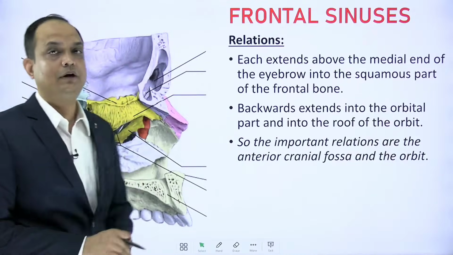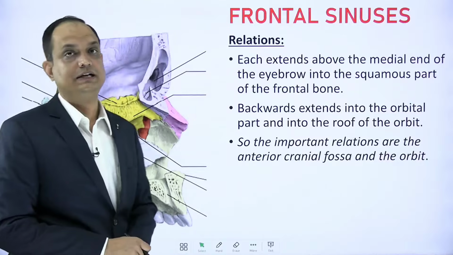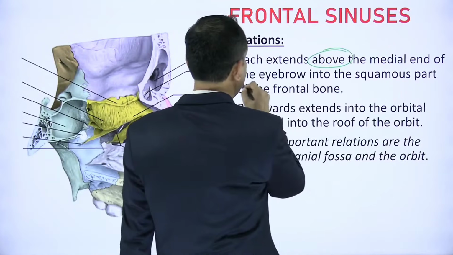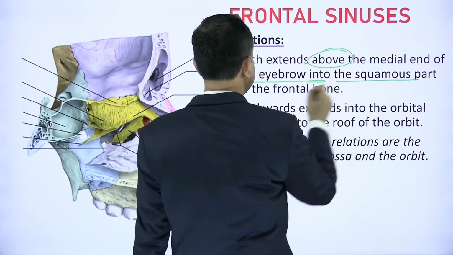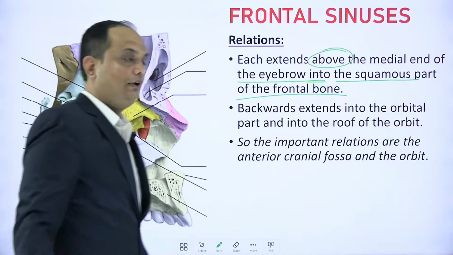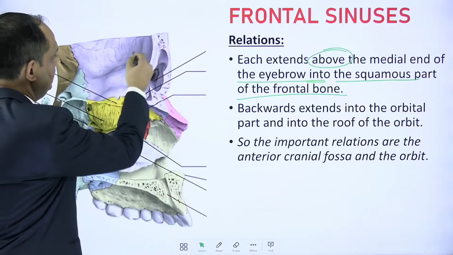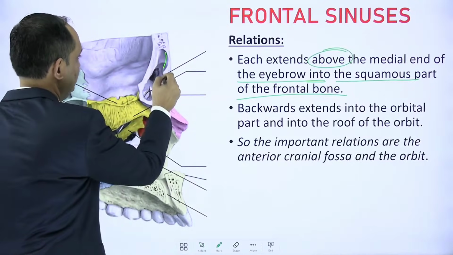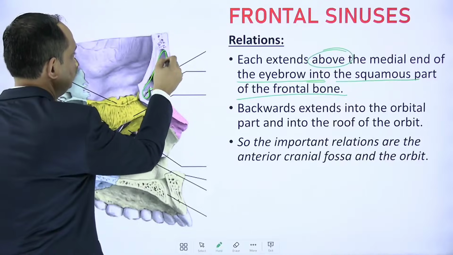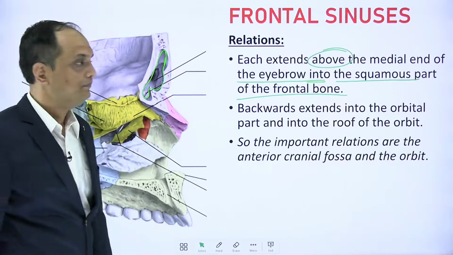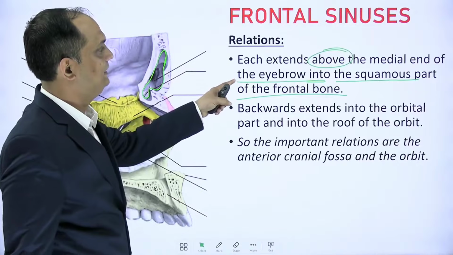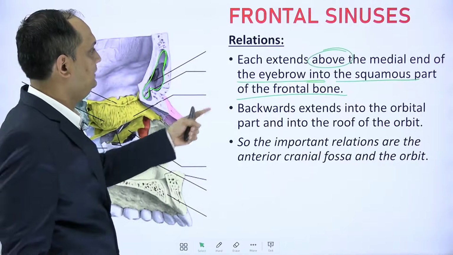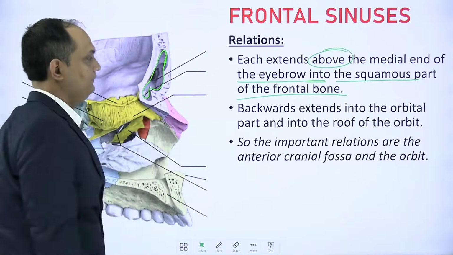Now, what are the important relations of the frontal sinus? When you see the relations, it extends above the medial end of the eyebrow into the squamous part of the frontal bone. Here you can see that this is your squamous part of the frontal bone. In this squamous part, you are able to appreciate this cavity, and this cavity is the frontal sinus. This frontal sinus extends into the medial side of the eyebrow that we have already seen, and this is your squamous part of the frontal bone.